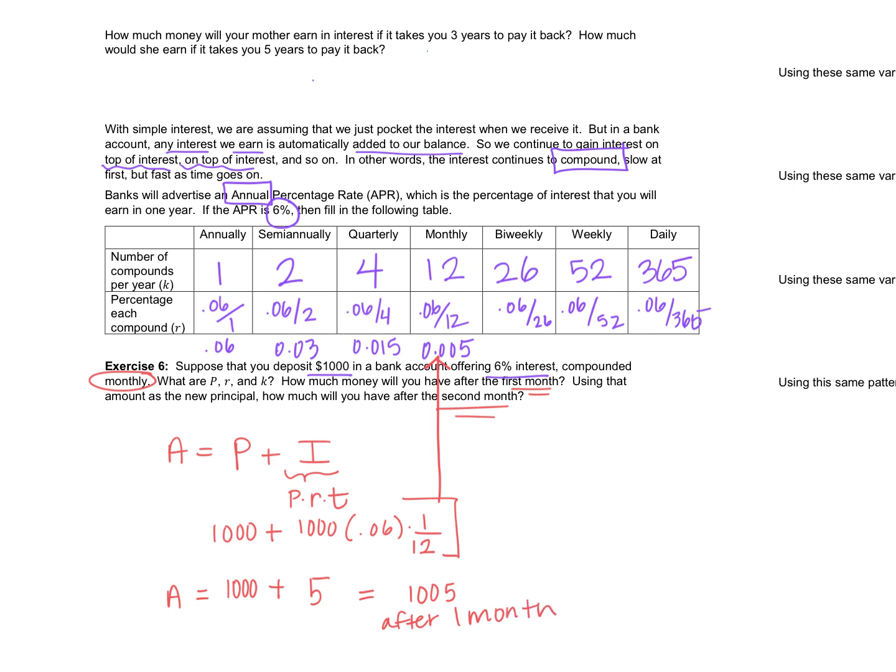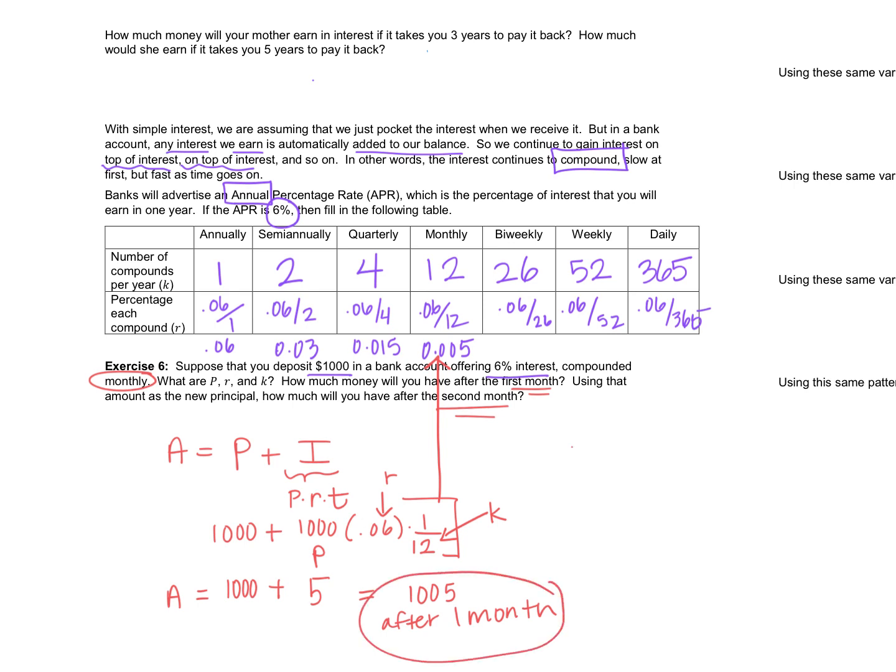And so you can kind of see the 12 here being the number of compounds. You can see the rate, and again, you can see the principal. So now it says after the second month. So what's going on here? After 1 month, we have this much money.